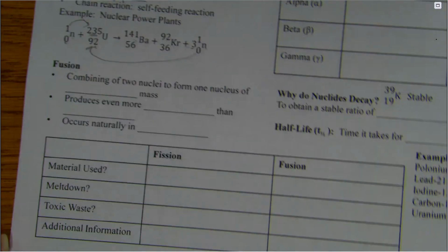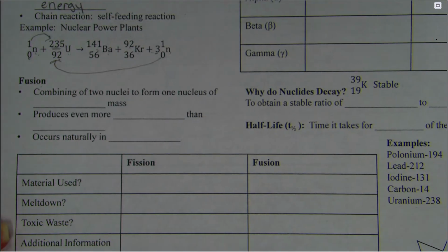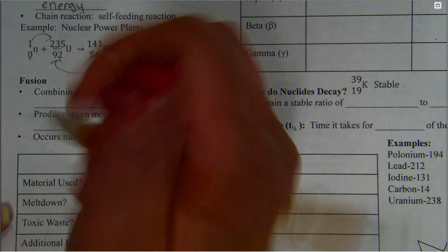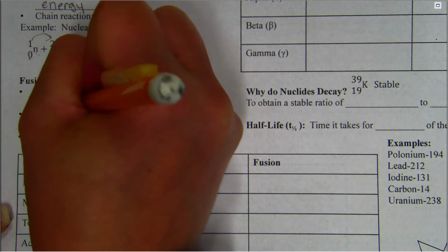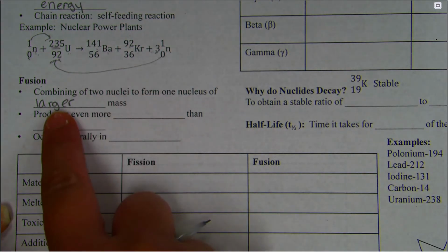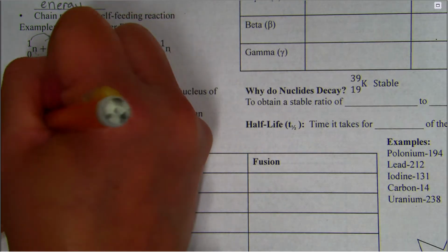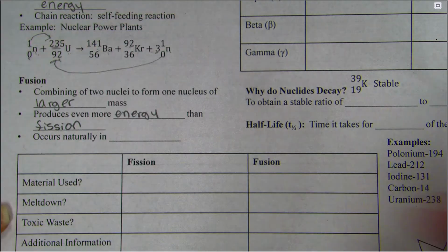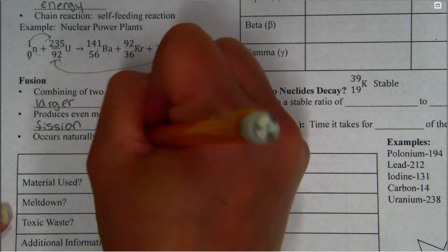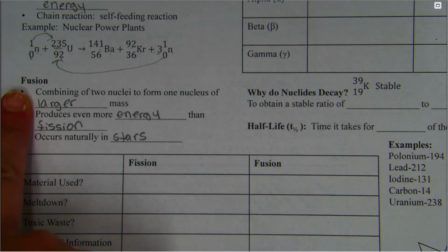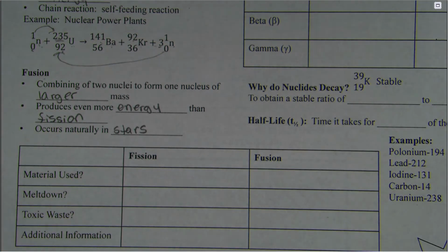Fusion. Fusion is the process in which we combine 2 nuclei to make 1 nucleus, which is larger. And now this makes sense. If I put 2 things together, I'm going to get 1 thing that is bigger. And this is going to provide even more energy than fission. And this is going to occur naturally in stars. So this is why the sun produces so much energy, because it actually is happening by the process of fusion. All right, so Mother Nature's already figured out how to get fusion started. She's already figured it out.